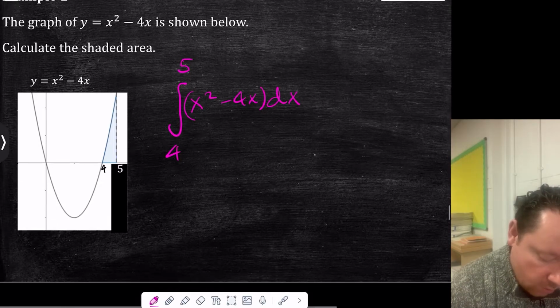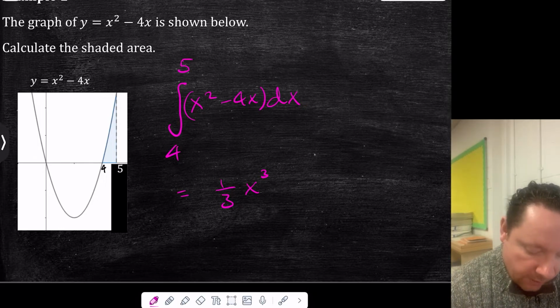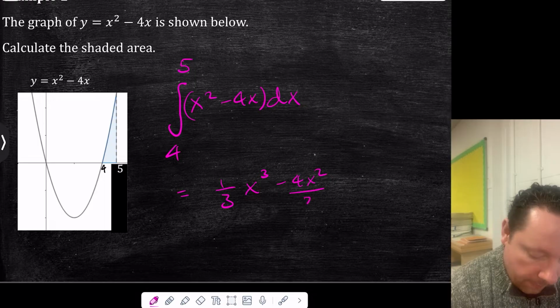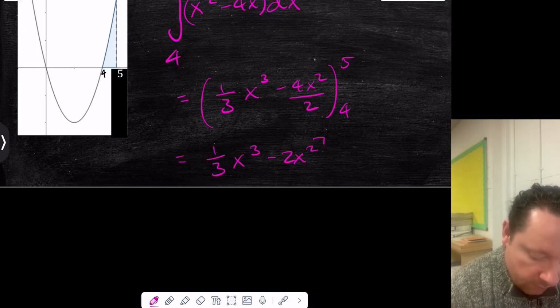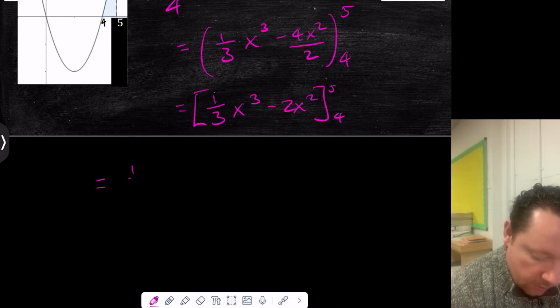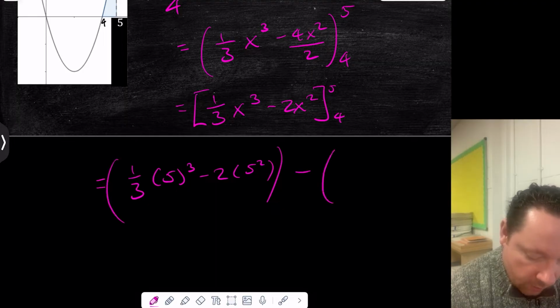So integrating that is normal, that's a third x cubed. 4x becomes minus 4x squared over 2, and that's between 4 and 5. So that's 1/3 x cubed minus 2x squared between 4 and 5. So then subbing our numbers in, that gives us 1/3 5 cubed minus 2 times 5 squared. There's our first one. Take away our second one, which is 1/3 times 4 cubed minus 2 times 4 squared.